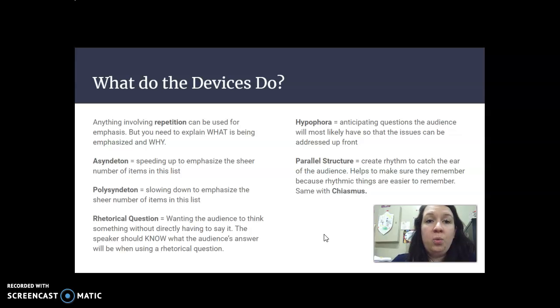Another thing I wanted to note was that parallel structure, chiasmus, I should say anaphora and epistrophe as well, aside from emphasis, they also create a rhythm which will catch attention. And rhythm is a very useful tool for remembrance. So if you want your audience to remember something, say it in a way that they're going to remember what it is, which is usually in a rhythm, which is why we love pop songs so much, because they tend to have a very reliable beat.